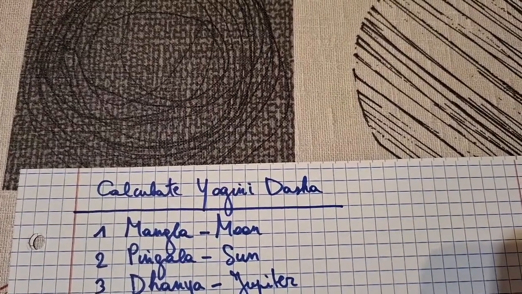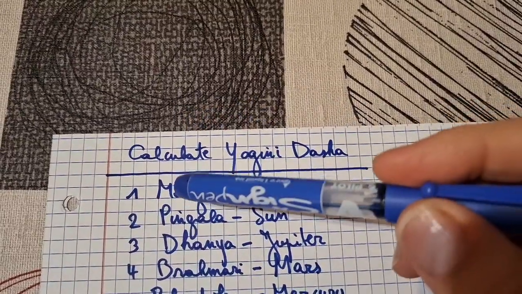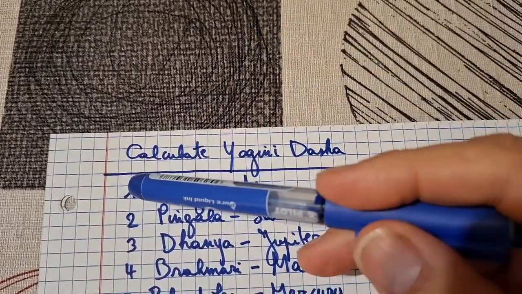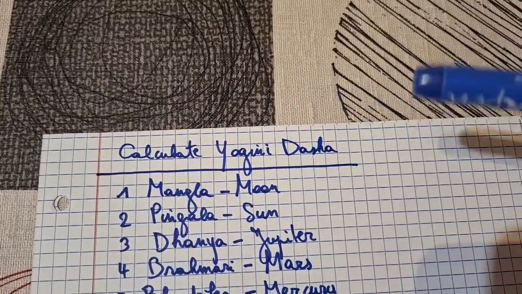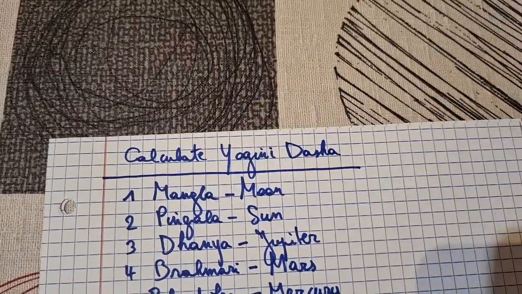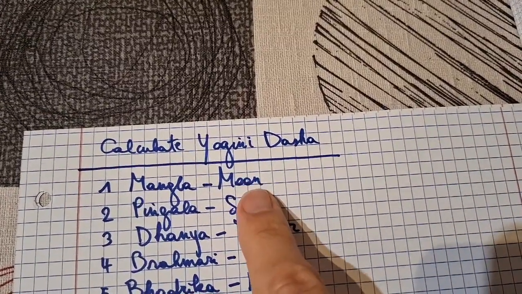So, how to calculate Yogini Dasha? You start with writing down the sequence. These are the years, and there's eight Mahadashas in Yogini Dasha. So the first one is Mangala, ruled by the moon.